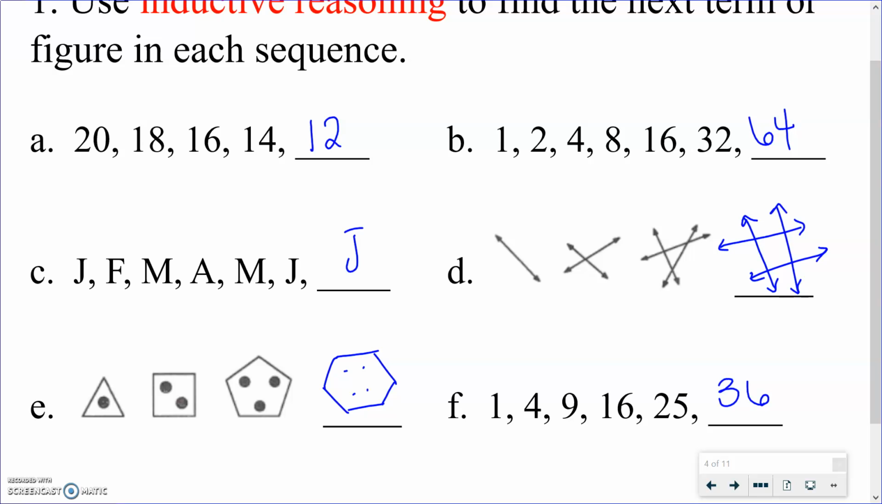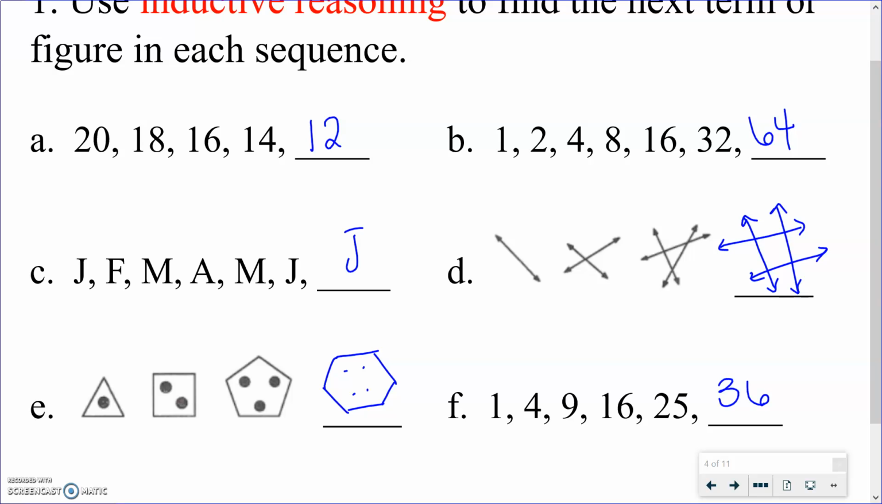Okay, so this is inductive reasoning, and so you used what you know then to make a guess as to what the next term would be. So the first one is just going down by 2 every time. Second one is doubling, and then the part C is the months: January, February, March, April, May, June, July. So J would be next. B is the number of intersecting lines. So it went 1, 2, 3, 4.